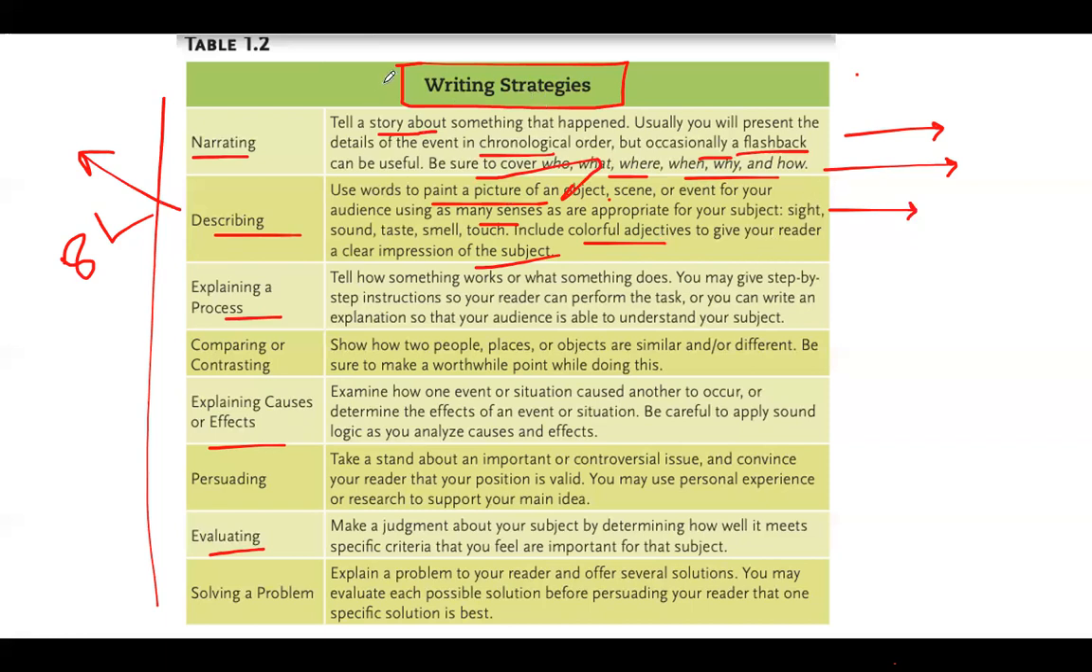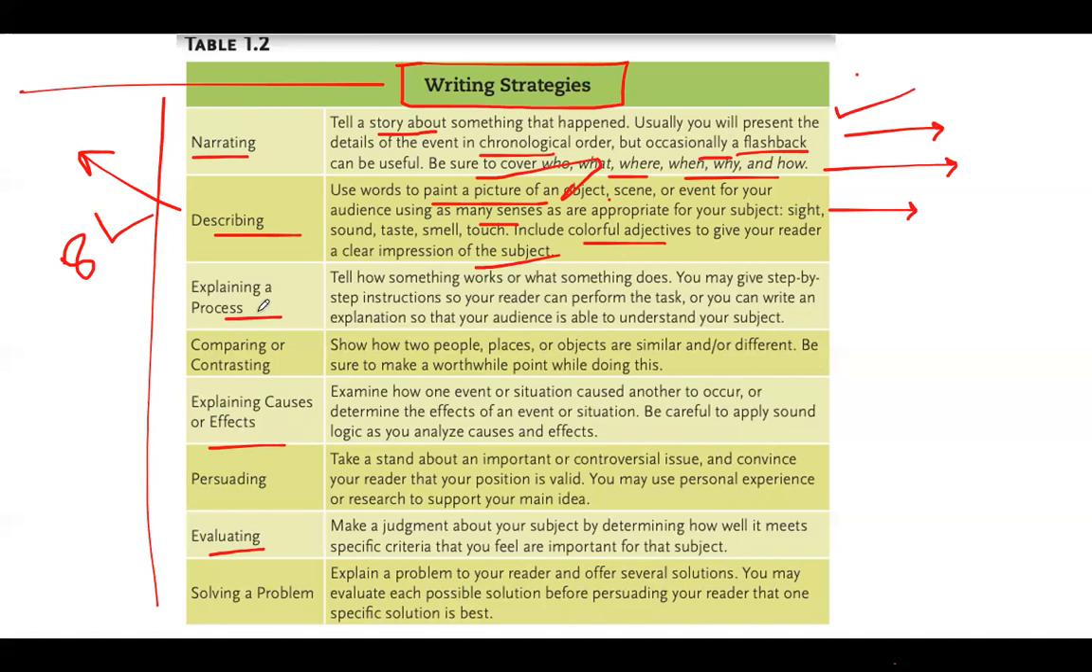Okay, we have seen that narrating stories was very famous in past cultures and civilizations, and this is also very popular.